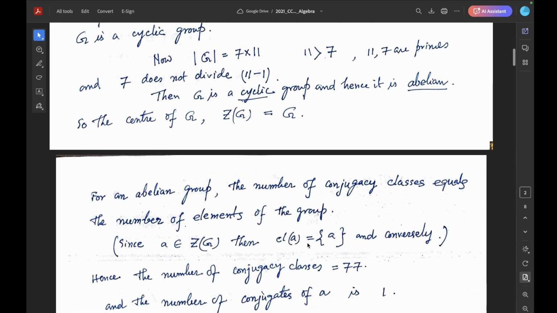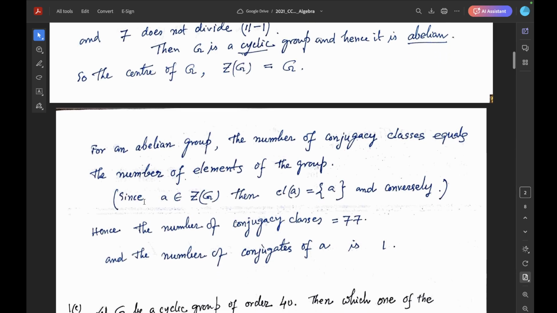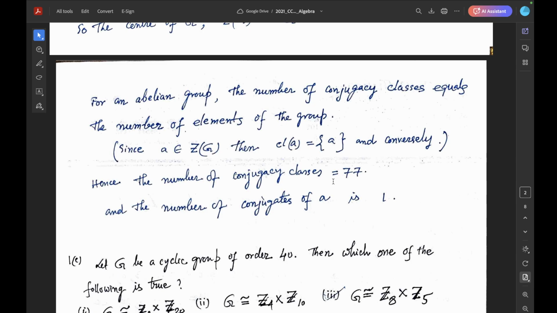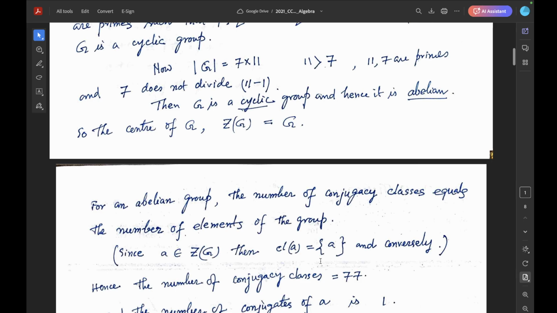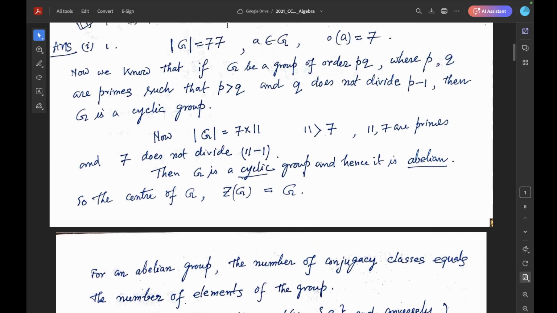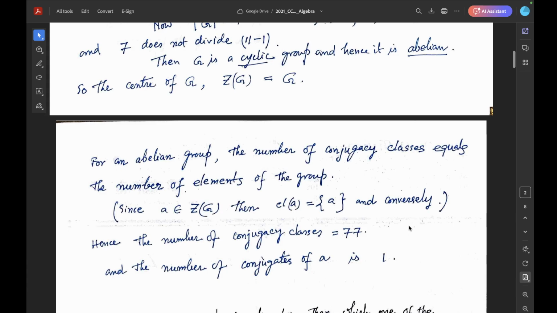For an abelian group, the number of conjugacy classes equals the number of elements of the group. Since A belongs to Z(G), the center of the group G, then class of A equals the singleton set {A}, and conversely. Hence the number of conjugacy classes equals 77, and the number of conjugates of the element A is 1, because if A belongs to Z(G), then class of A contains only the singleton set {A}. So here the group is abelian, being cyclic, so the center of G is equal to G. Hence the number of conjugacy classes equals the number of elements of the group. So the number of elements is 77. So the number of conjugates of A is only 1. Hence the correct option is 1.